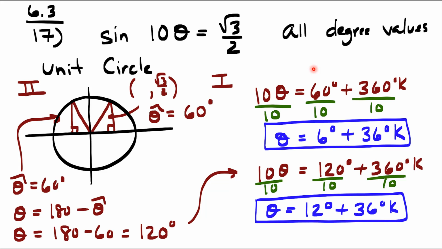Okay, on to the next one. Alright, 6.3, number 21 is what we have next. And let me write the problem here. It is cosine 3x is equal to 1/2.